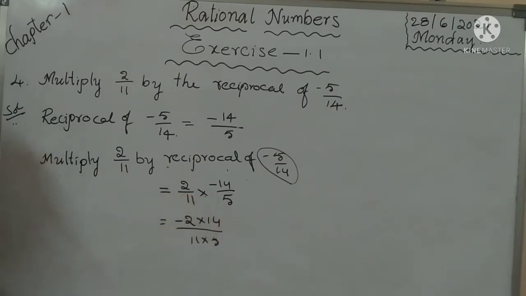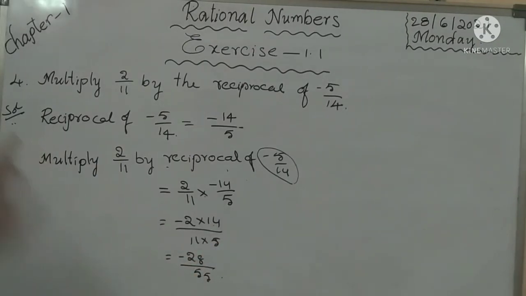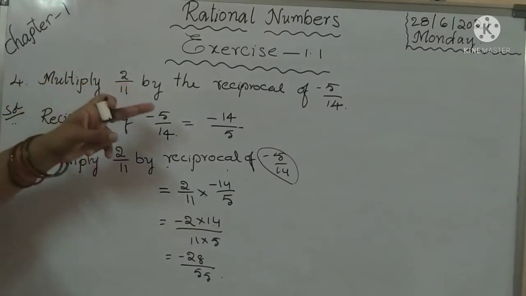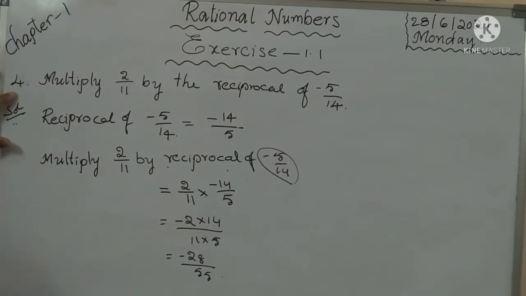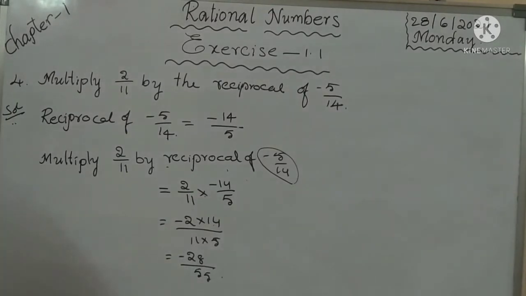It is the symbol of the product. So we should write minus 2 into 14. 2 14s are minus 28. 2 4s 8. 2 2s. Okay. By 11 5s 55. Understand here? Multiply 2 by 11 by the reciprocal of minus 5 by 14. This problem, two concepts are there. First we will find the reciprocal of minus 5 by 14, after that multiply 2 by 11. Understand here? Finally we got the answer minus 28 by 55. Okay? Right.